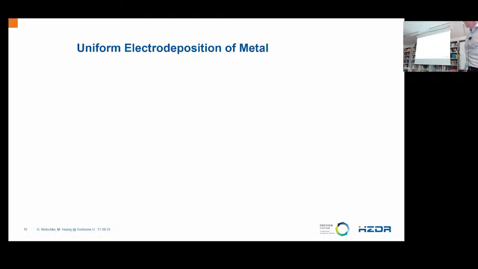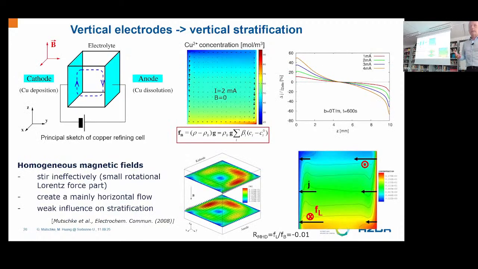Last example for the Lorentz force is trying to make the deposition of metal more uniform. That would, for example, if you have to plate a large area, save a lot of material for you. And here I come back to this copper refining cell, and as I already mentioned, you do have a buoyant flow in these cells, and because of this buoyant flow you get a vertical stratification of the electrolyte, and this stratification leads to an inhomogeneity in the current density. So on the cathode side the current density is lowest on top and maximum on the bottom.